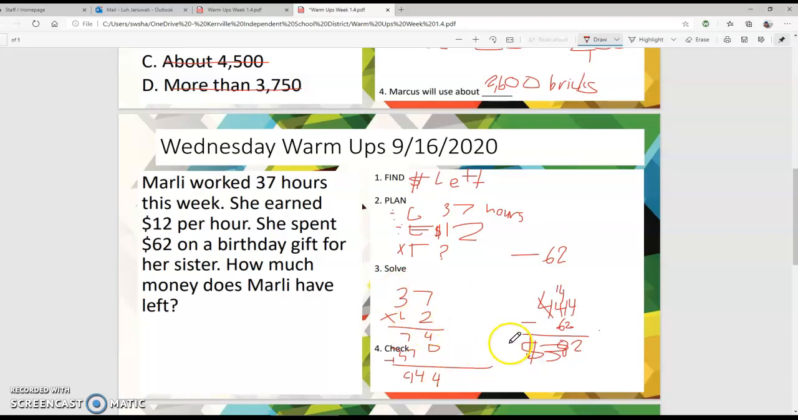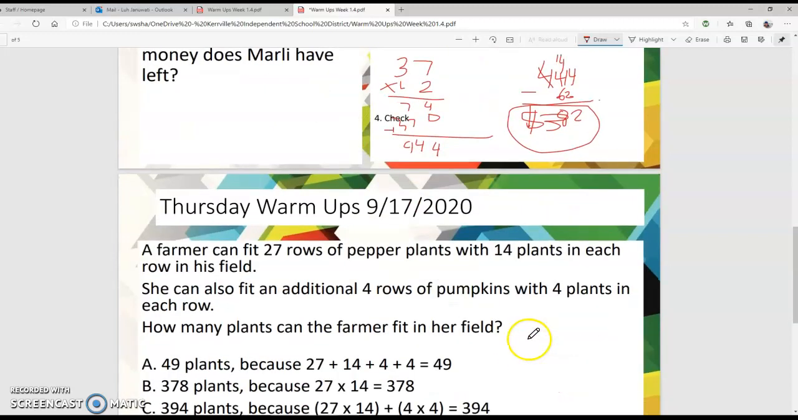Right, let me double check. So 37 times 12 is 444, and then you take away 62. Yep, so she has $382 left, right? And this, let's look at Thursday.